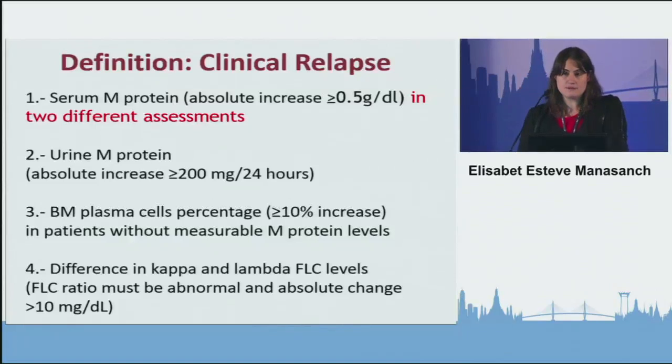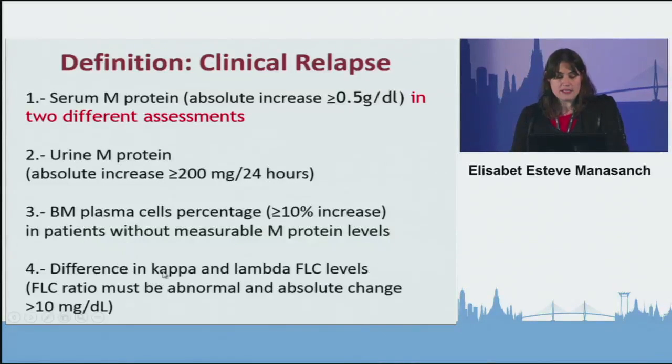There are very clear definitions by the International Myeloma Working Group criteria about this. So usually we need, in patients that have an M protein in the blood, an absolute increase of 0.5 grams per deciliter, and all these assessments that we're talking about we need at 2 different time points, so they have to be confirmed. We also need an absolute increase if the patient has Bence-Jones. We can use the urine M protein, or you can also use the kappa and lambda light chain levels. If we're using the M protein, there has to be an absolute increase of 200 milligrams of Bence-Jones in 24 hours.